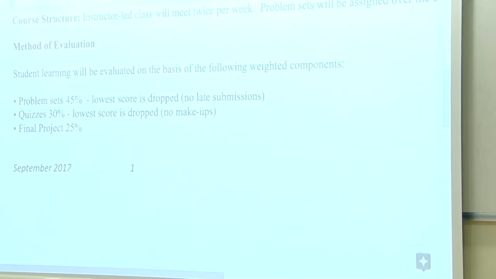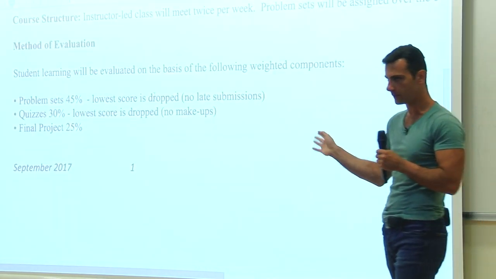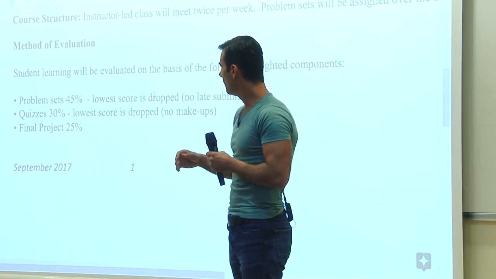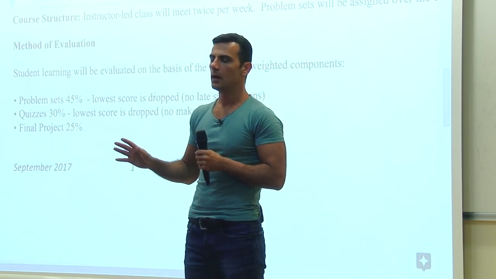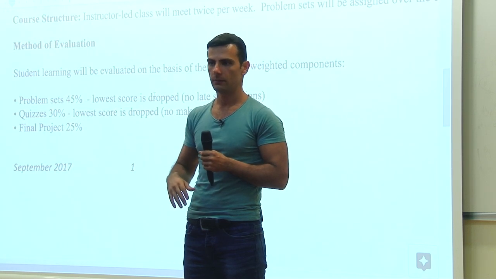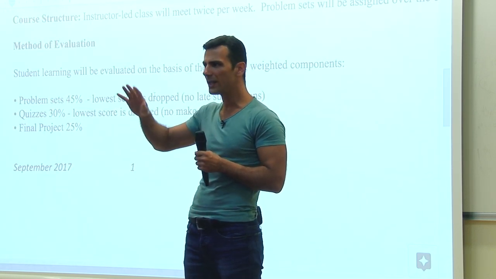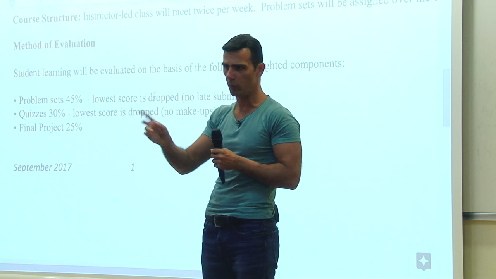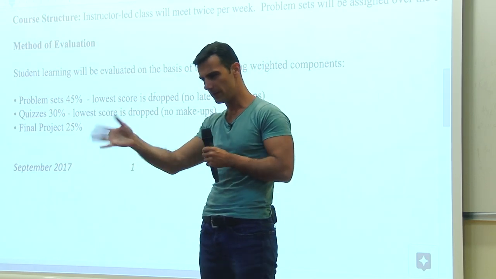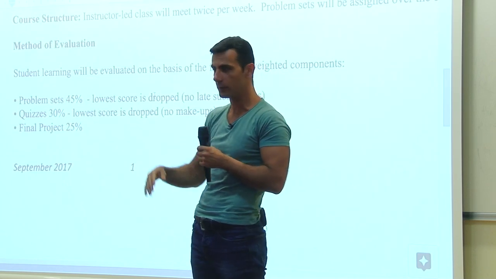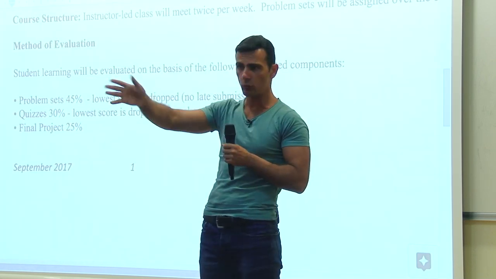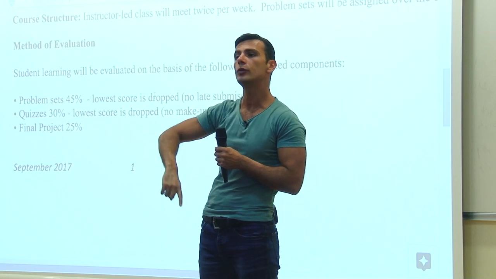Okay, method of evaluation. This stuff some of you care about, so just pay attention to this. So problem sets are accounting for a lot, right? They're 45%. I drop the lowest grade, okay? So you're gonna get a problem set roughly every week, one per week, roughly. Sometimes it might change, especially when you guys come crying, oh, we have midterms, okay, I'll see what I can do. But generally about once a week. We drop the lowest one.